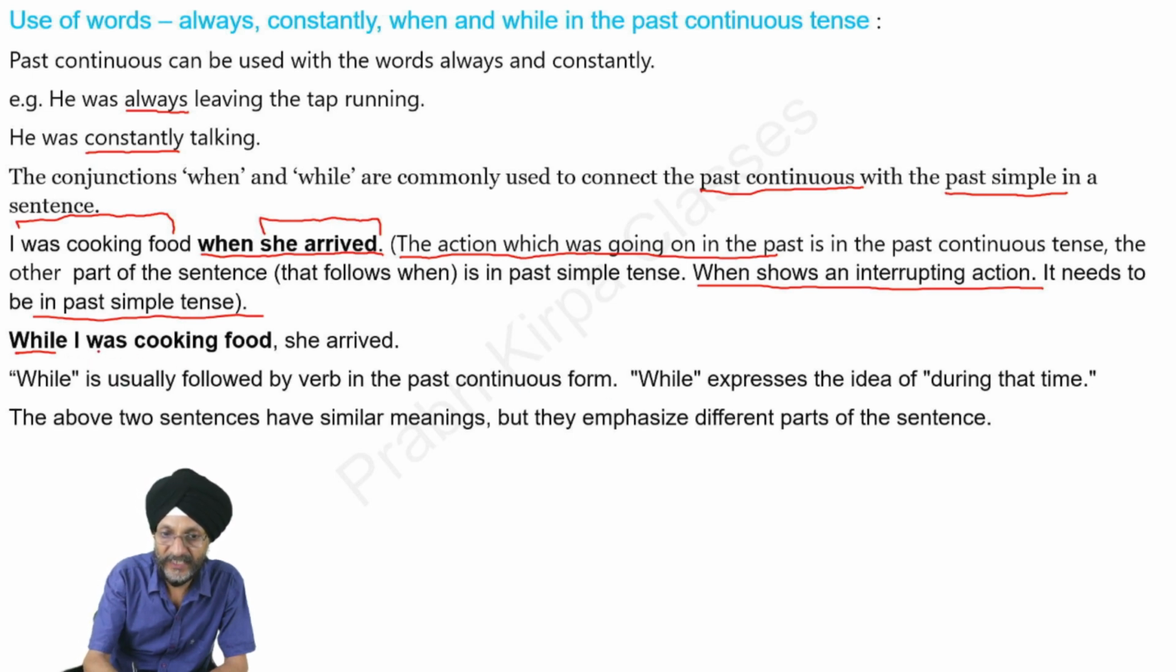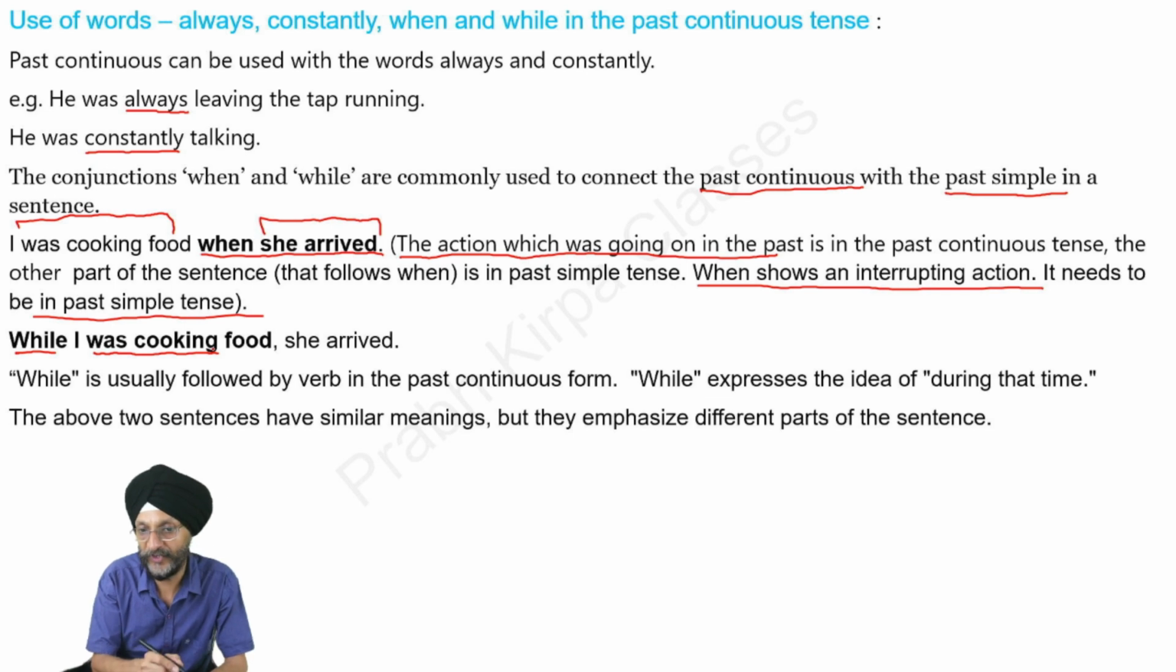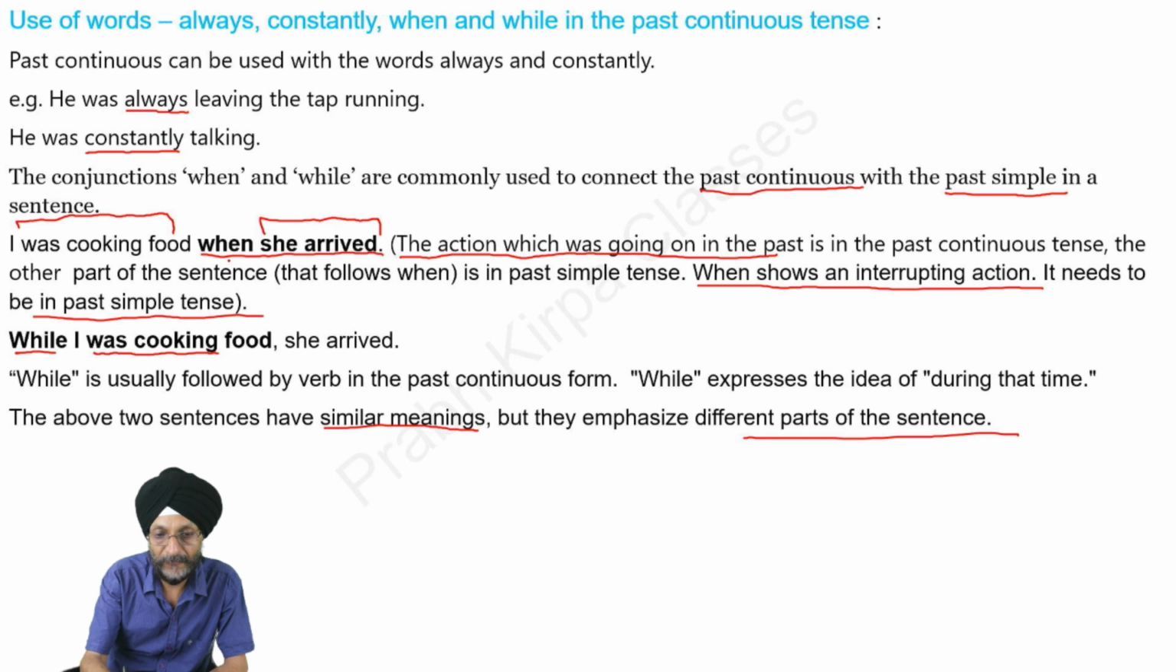You will see that "while" is being followed by the past continuous formation. "While" expresses the idea of during that time. Both these sentences, the above sentences, that is, "I was cooking food when she arrived" or "While I was cooking food, she arrived," have similar meanings. Both these sentences, the examples given above, have the same meaning, but they emphasize different parts of the sentence. As you will observe, this sentence is giving emphasis on "when she arrived," whereas this sentence is giving emphasis on "while I was cooking food."